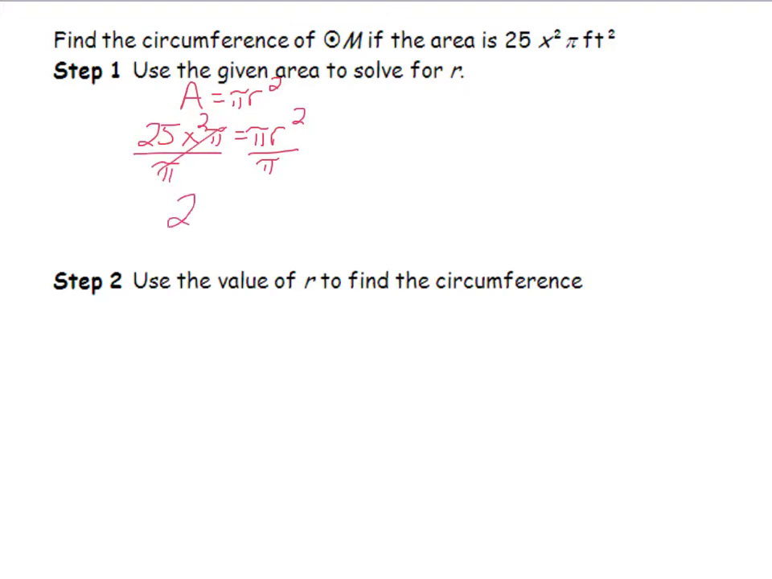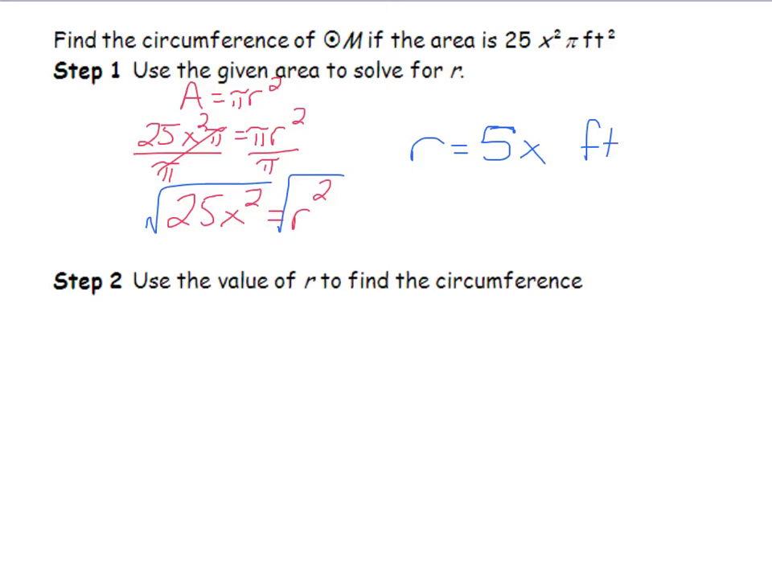I'm left with 25x squared equals r squared. To get the r by itself, you then have to square root both sides. So when you square root, you're going to notice that the square root of 25 is going to be 5, and the square root of x squared is x. So my answer is 5x for my radius. Now that's going to be in feet because my area was in feet squared.